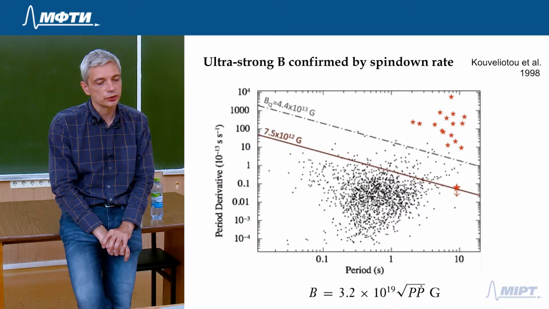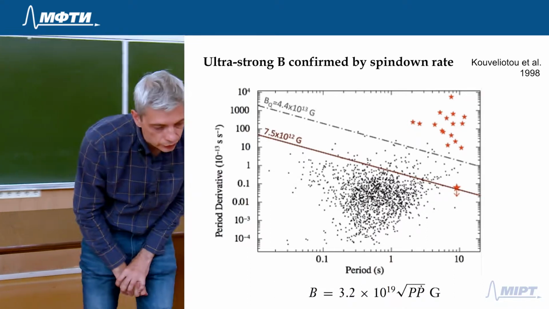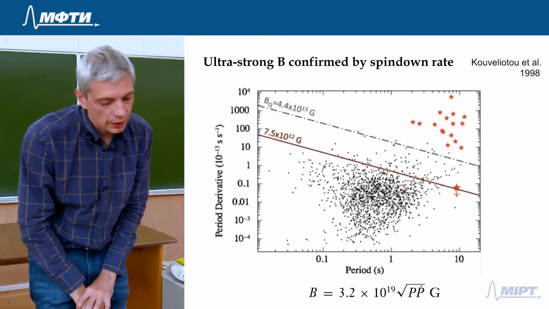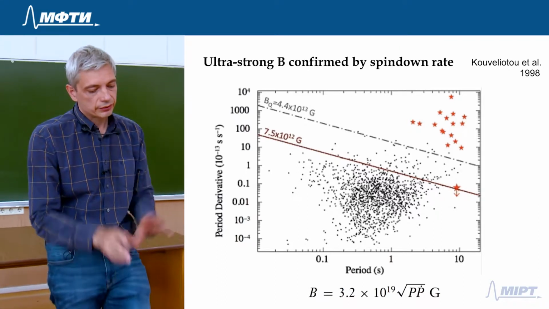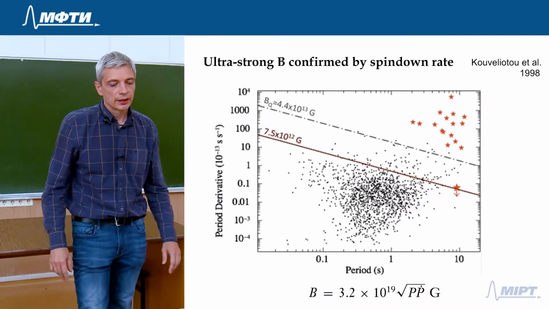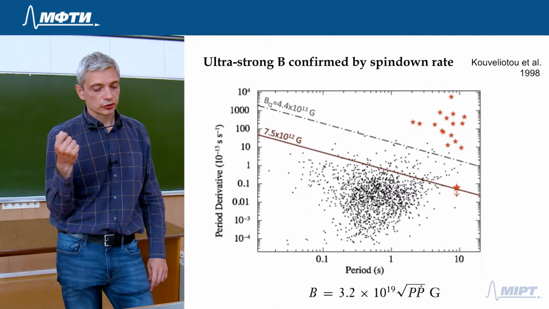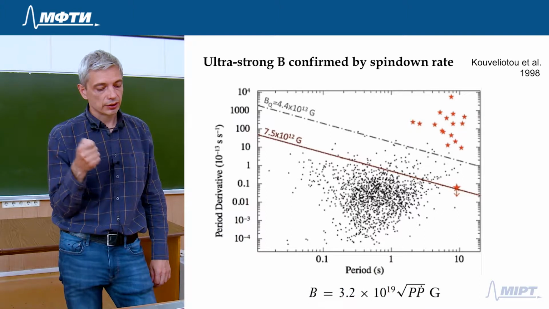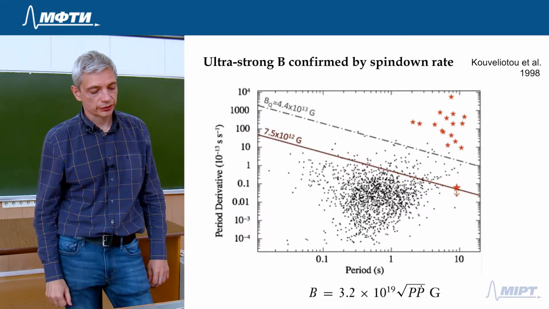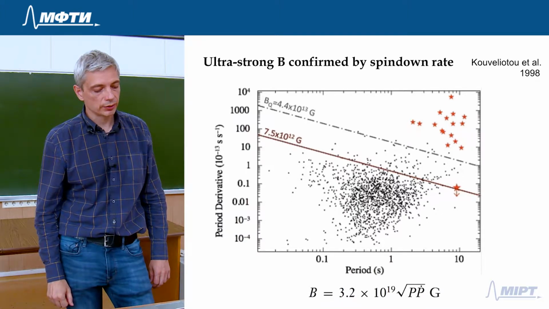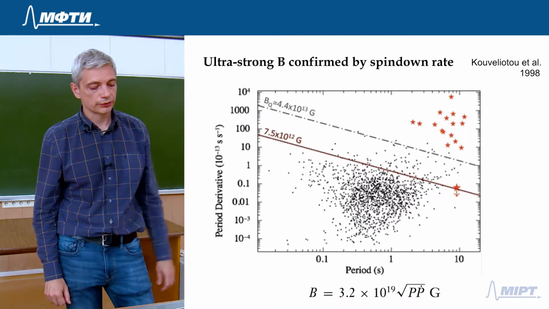So the red line is the QED field. No, sorry, the dashed line is the QED field, and the red line is a lower field. And the stars are this magnetar population, soft gamma repeaters and anomalous X-ray pulsars. And you can see they're all above that line, and they all have super-QED fields.